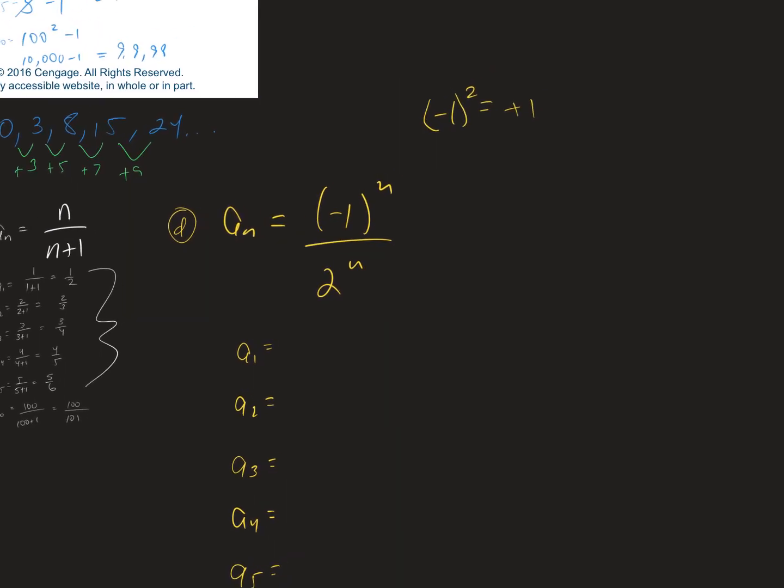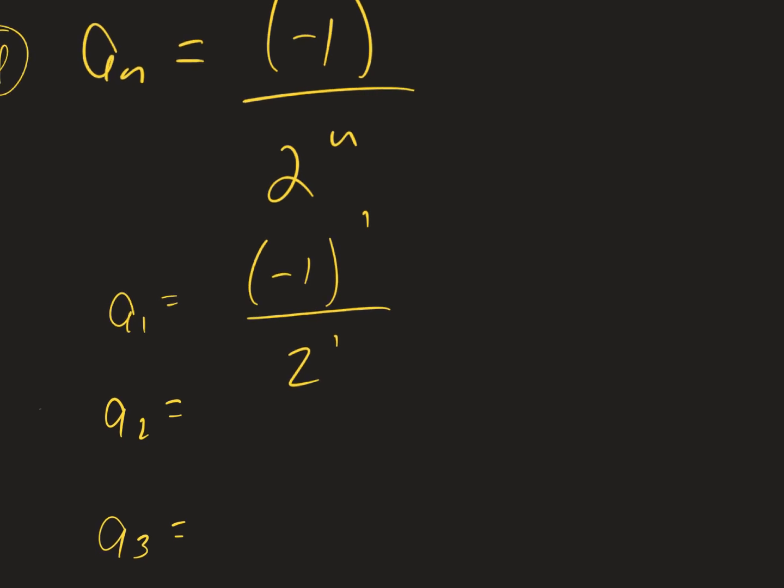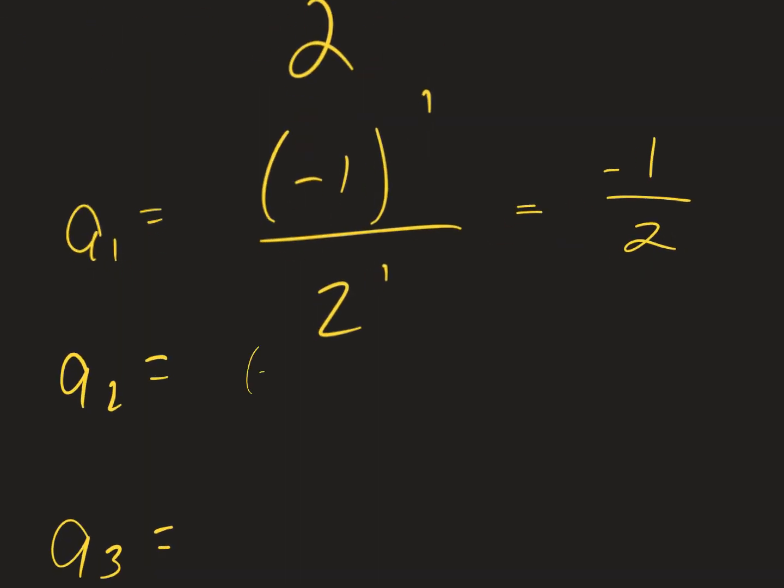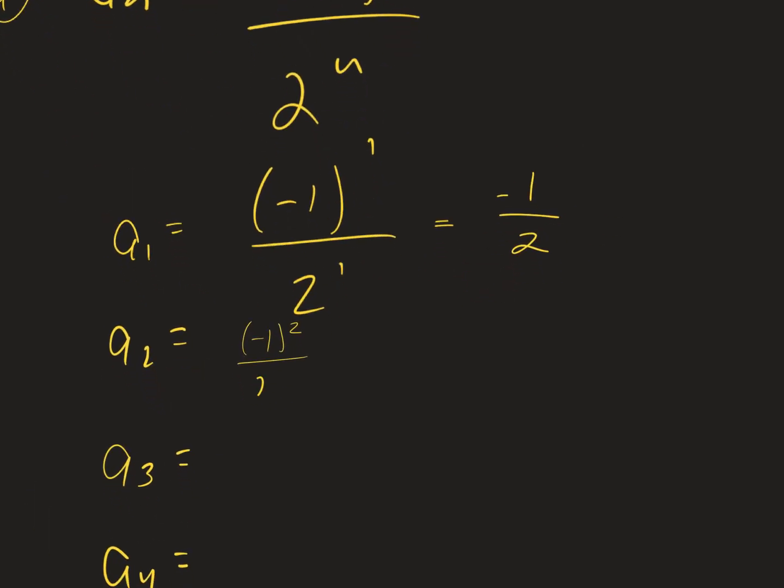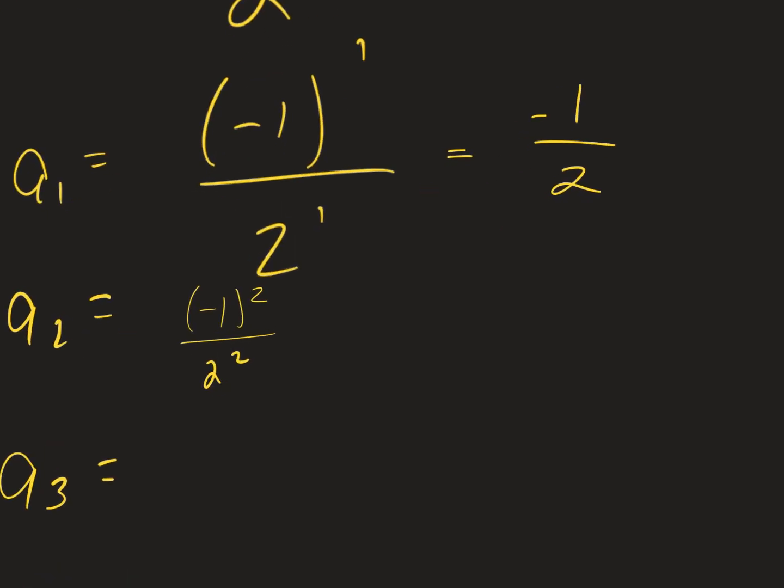So I'm going to say -1 to the first power over 2 to the first power. All right, so what is -1 to the first power? -1 over 2, so it's -1/2. So now if you're going to find to the second power, you have -1 squared over what? 2 squared. What is -1 times -1? +1 over 2 squared is 4.